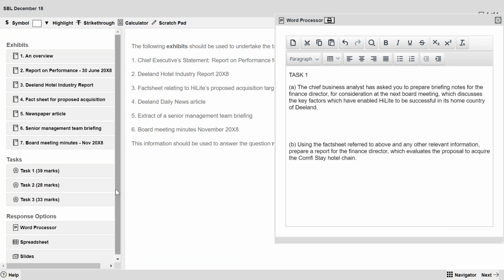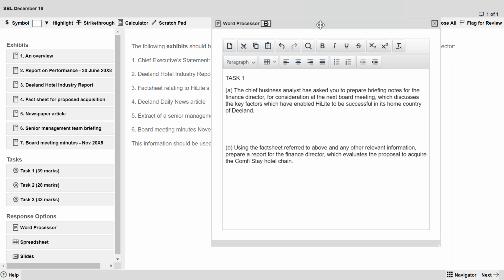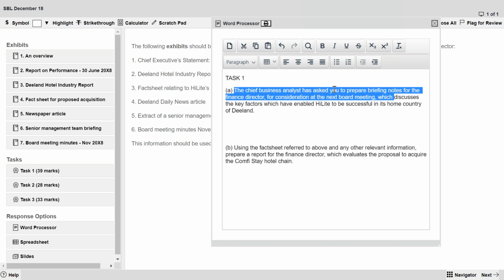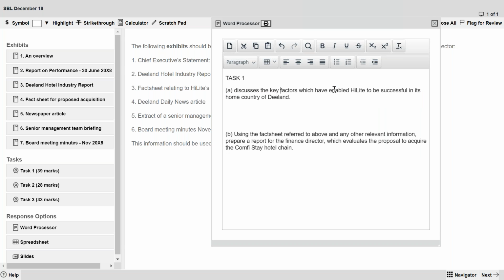So manual students, what you will do is on the last page of your answer sheet, you will just read the requirement. It says the chief business analyst has asked you to prepare briefing notes for the finance director for consideration at the next board meeting, which, delete all the scrap. Discuss the key factors which have enabled Highlight to be successful in its home country. So I know that we need to look for key factors which have enabled us to be successful. So you just write key success factors or key factors which have enabled Highlight to be successful.